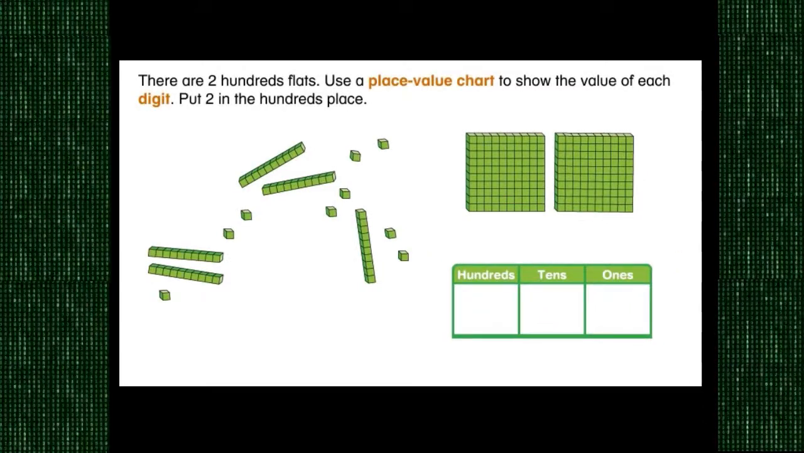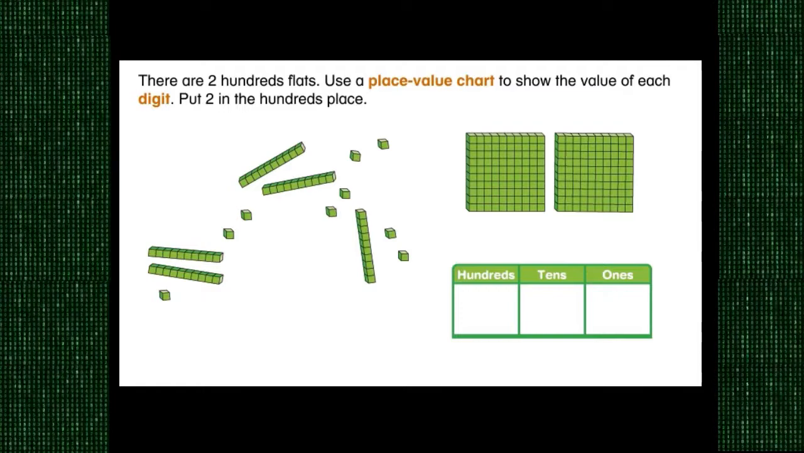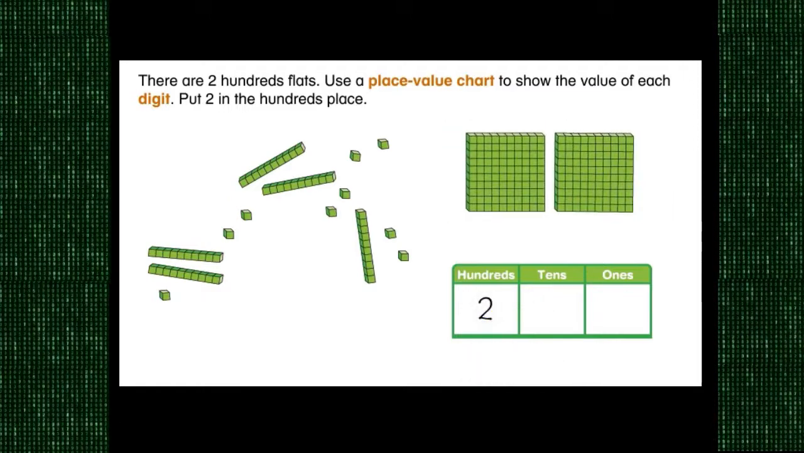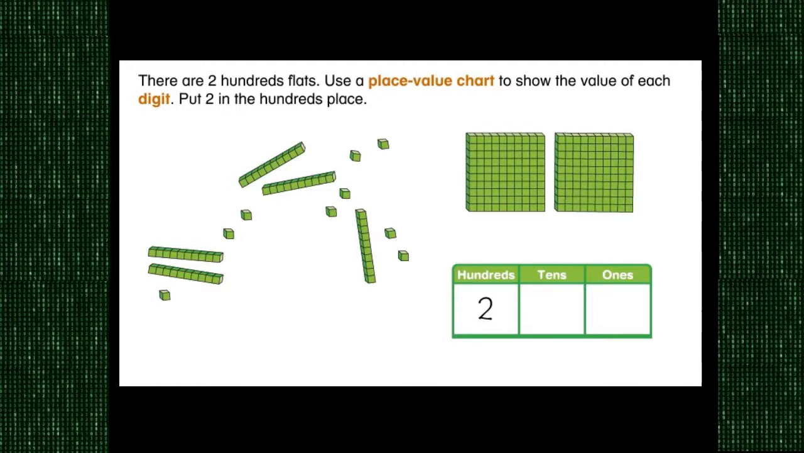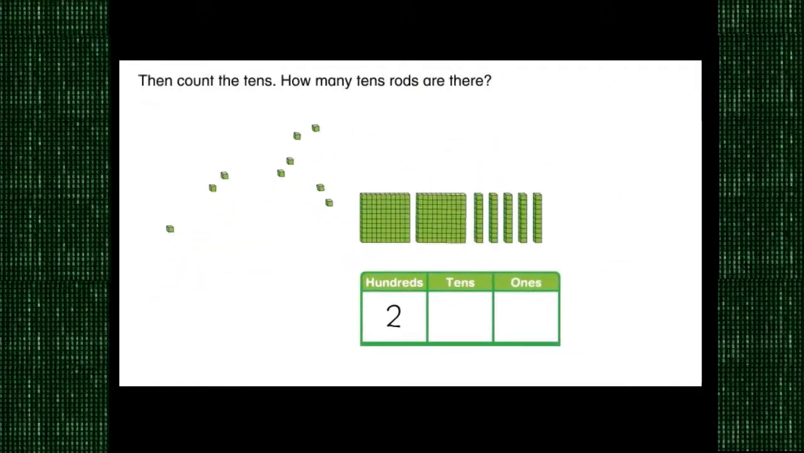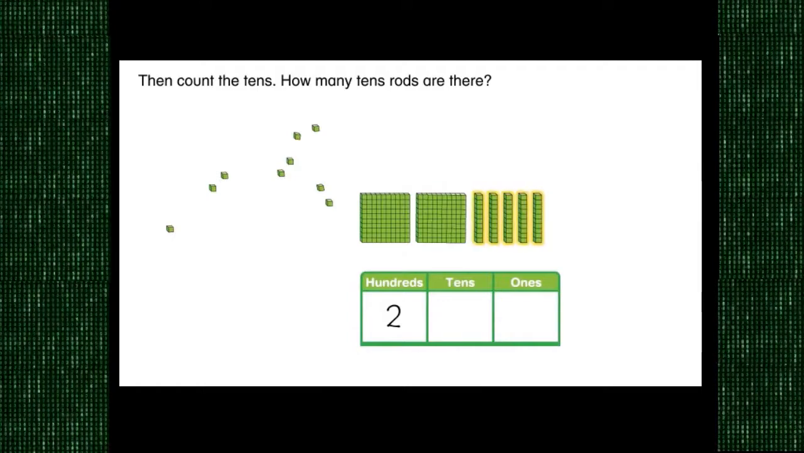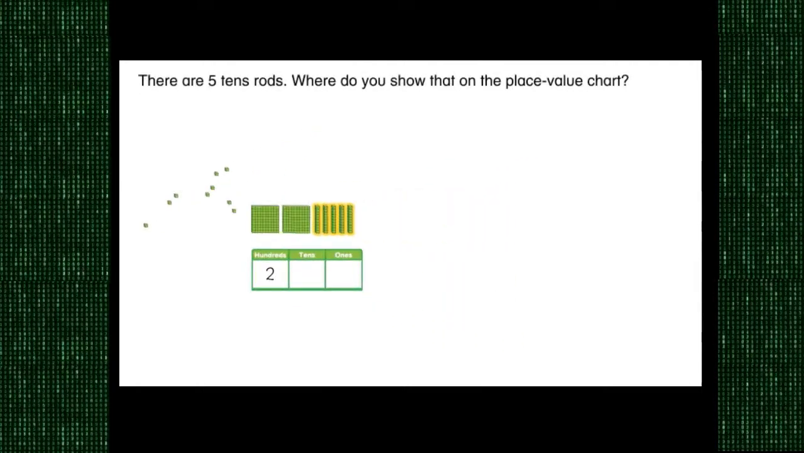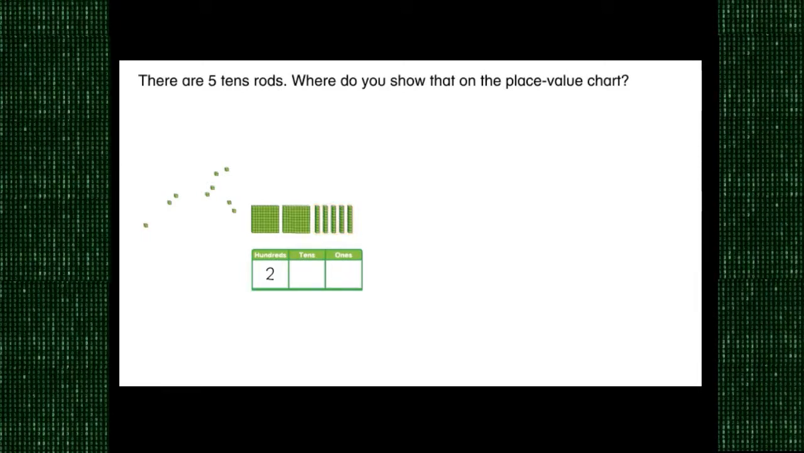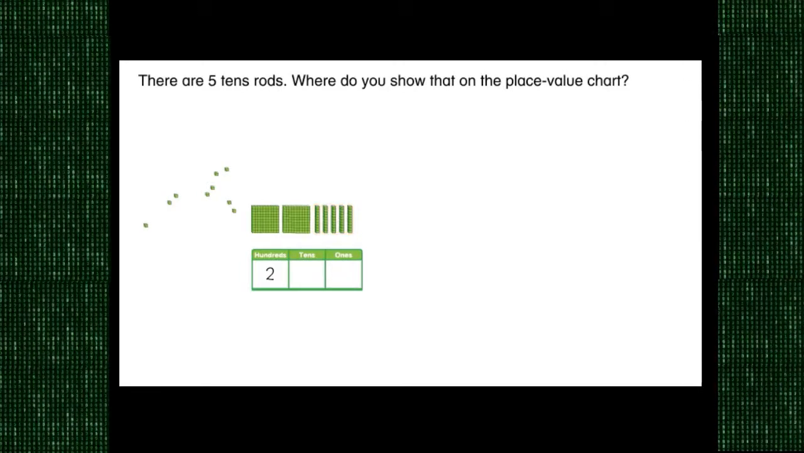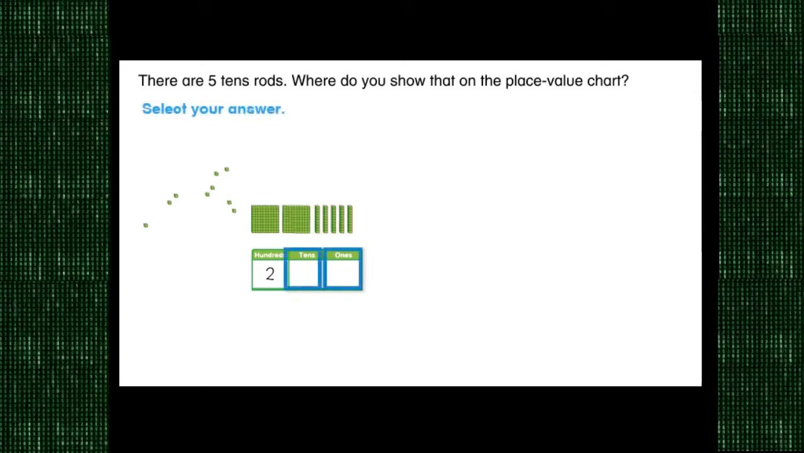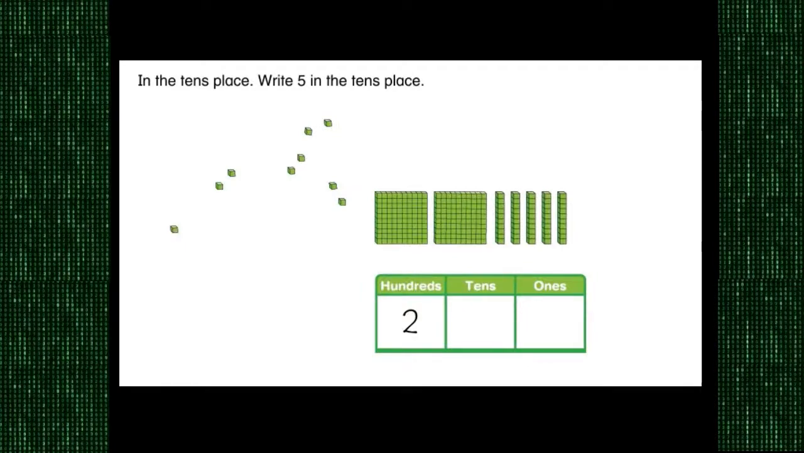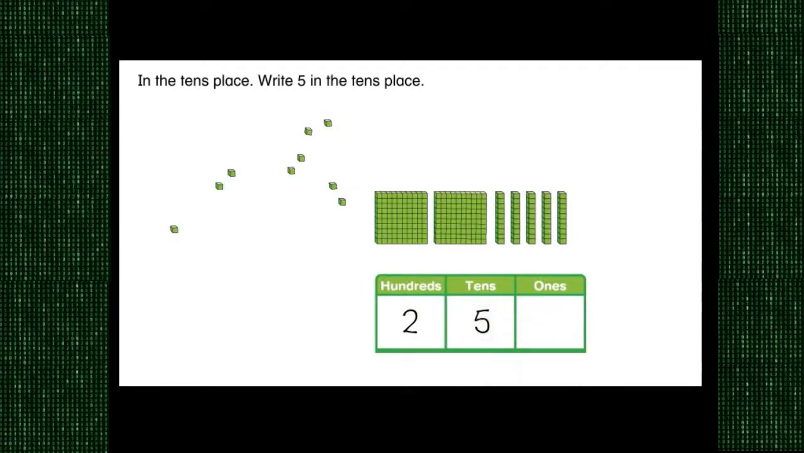Use a place value chart to show the value of each digit. Put 2 in the hundreds place. Then count the tens. How many tens rods are there? There are 5 tens rods. Where do you show that on the place value chart? Select your answer. In the tens place. Write 5 in the tens place.